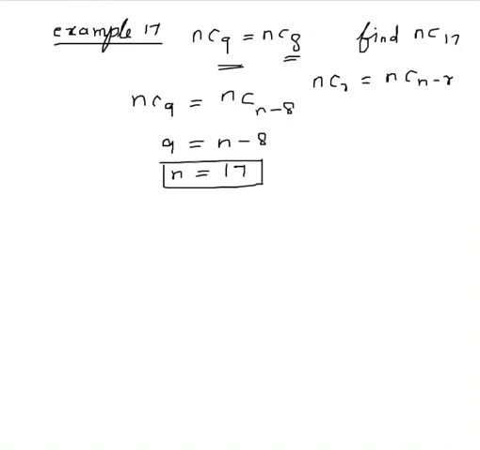But we have to find the value of nC17, which is 17C17. 17C17 is 1. See, 17 factorial divided by 17 factorial times 0 factorial, which is 1.